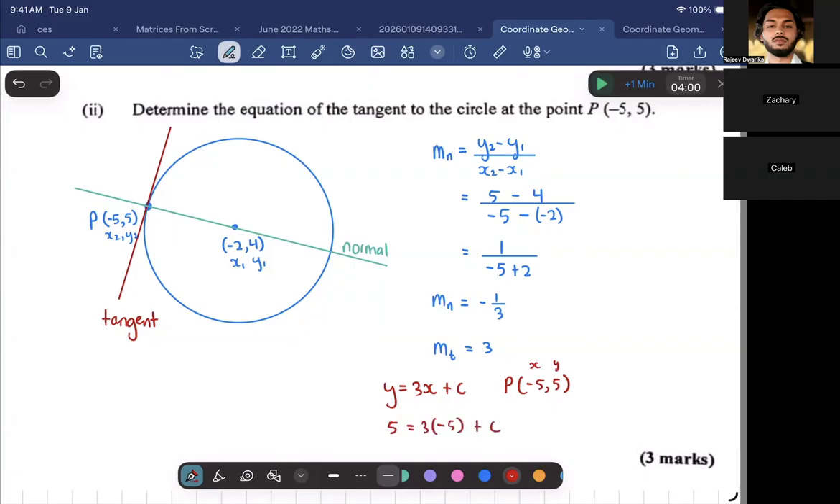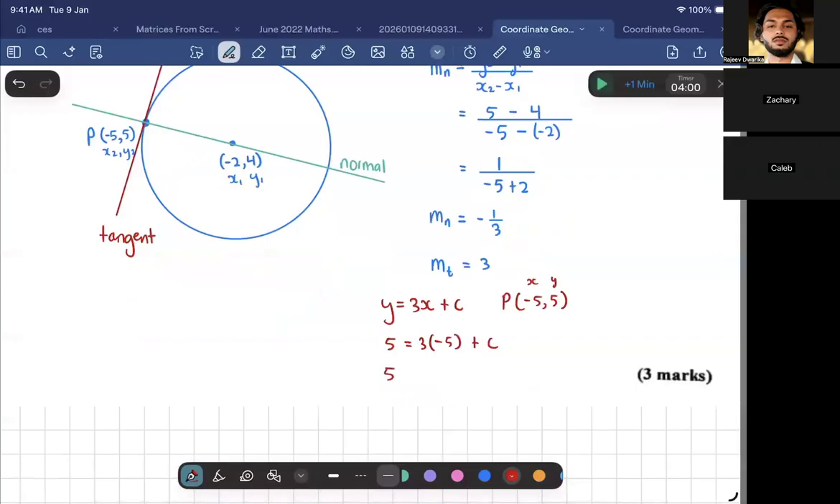Plus c. So 3 times negative 5 is negative 15 plus c. Move across the negative 15; in other words, add 15 on both sides. You end up with 5 plus 15 is equal to c. So c is equal to what then? 20. Right, c is equal to 20.